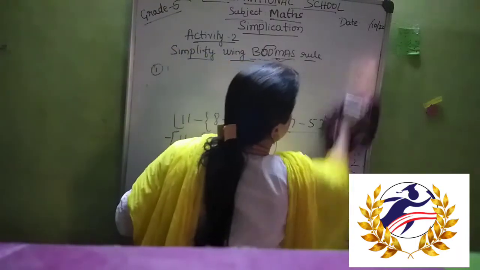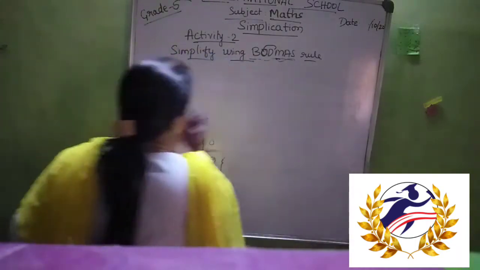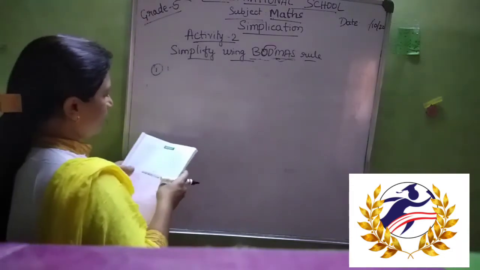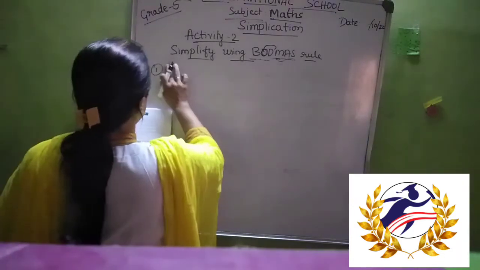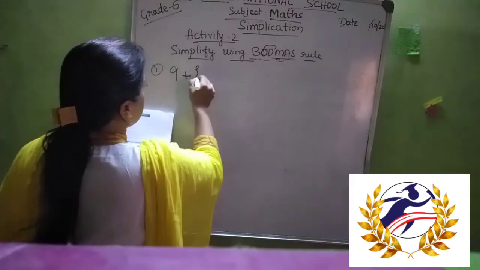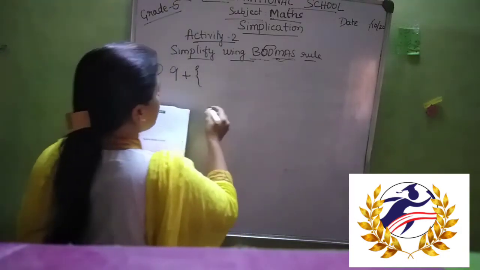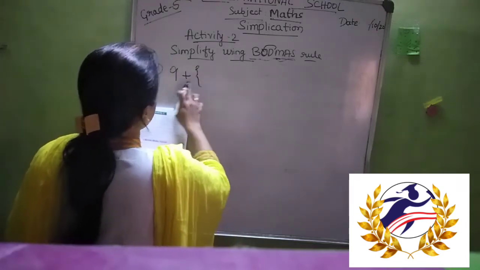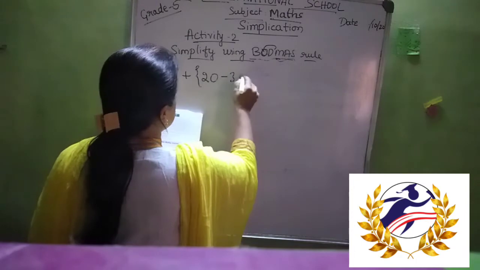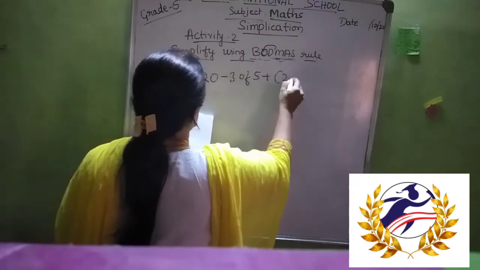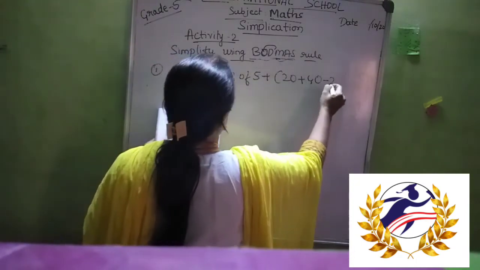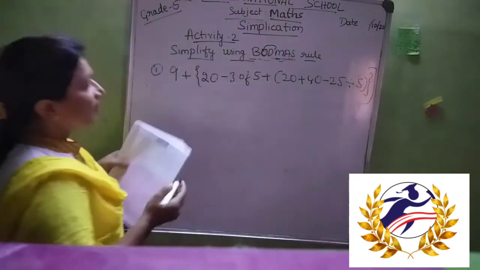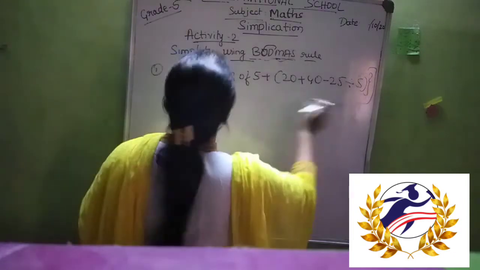So let us take the next one. So first you need to solve the problem which is inside the bracket and then of and then division, multiplication, addition and then subtraction. Okay, so then 9 plus 20 minus 3 of 5 plus 20 plus 40 minus 25 divided by 5. So this is the problem given.